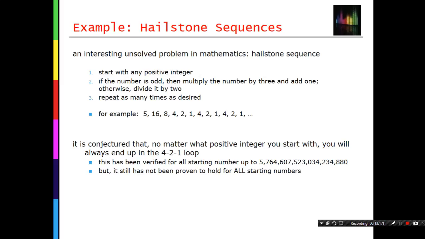The conjecture is that you will always end up with 4, 2, 1 in the loop somewhere. So you could in theory write a program that proves this, or not proves it, but at least demonstrates it. It's still yet to be proven for all starting numbers. Mathematical proof does not exist. So in other words, what you could do is write a program that simulates this. In this case they've demonstrated that it's verifiable for up to this many numbers.